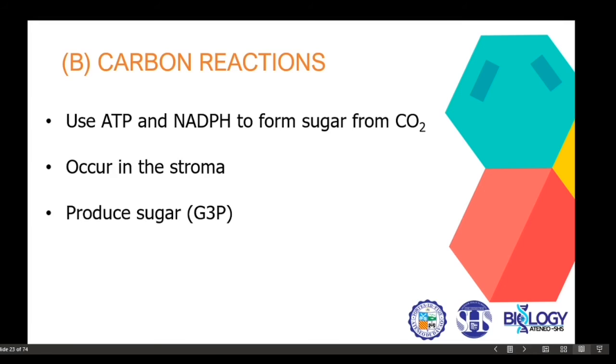On the other hand, carbon reactions make use of the ATP and NADPH molecules coming from the light reactions to incorporate carbon dioxide into carbohydrates or sugars. This process, unlike the light reactions, takes place in the stroma or the fluid portion of the chloroplast. In the process, technically, it produces sugars in the form of glyceraldehyde 3-phosphate or G3P, which contain 3 carbon molecules, in which later on, these 3 carbon-containing molecules called G3P are assembled to make carbohydrates such as sucrose or starch.